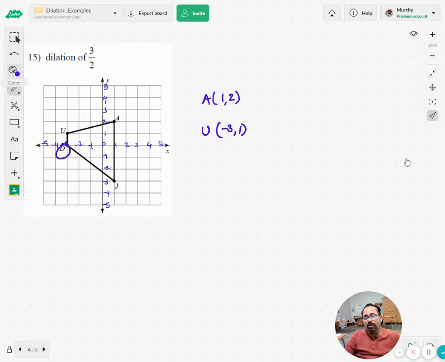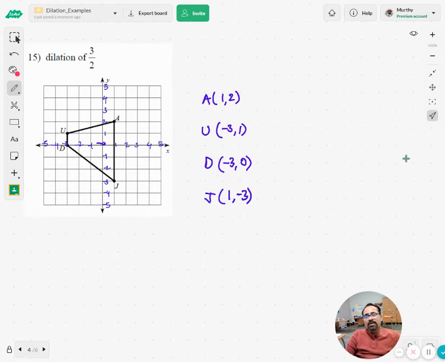Now let's look at point D. It is on the x-axis. X value is negative 3. Obviously, the value of y is 0 because it is on the x-axis. Next, point J: the value of x is 1, and the value of y is negative 3.